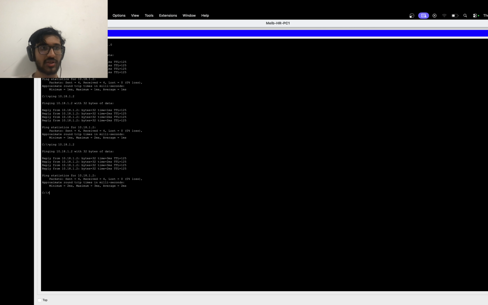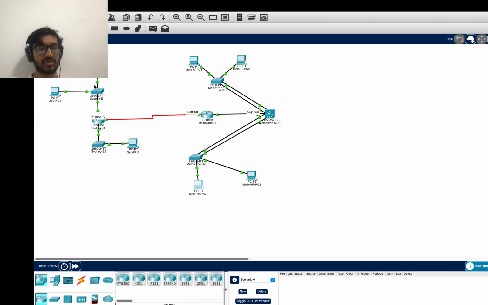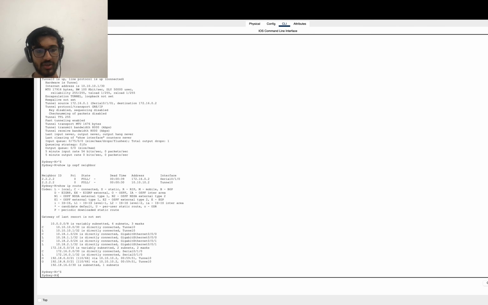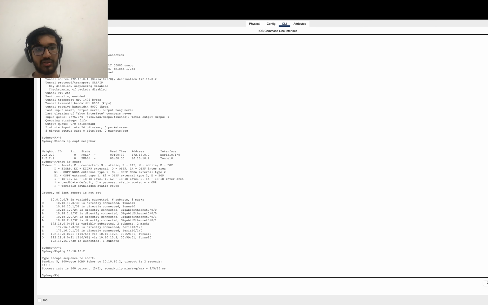Now we go to the Sydney router and ping again, 10.10.10.2. You can see the success rate is 100%, pinging the Melbourne tunnel endpoint from the Sydney router, 5 out of 5. The GRE tunnel is confirmed working in both directions.